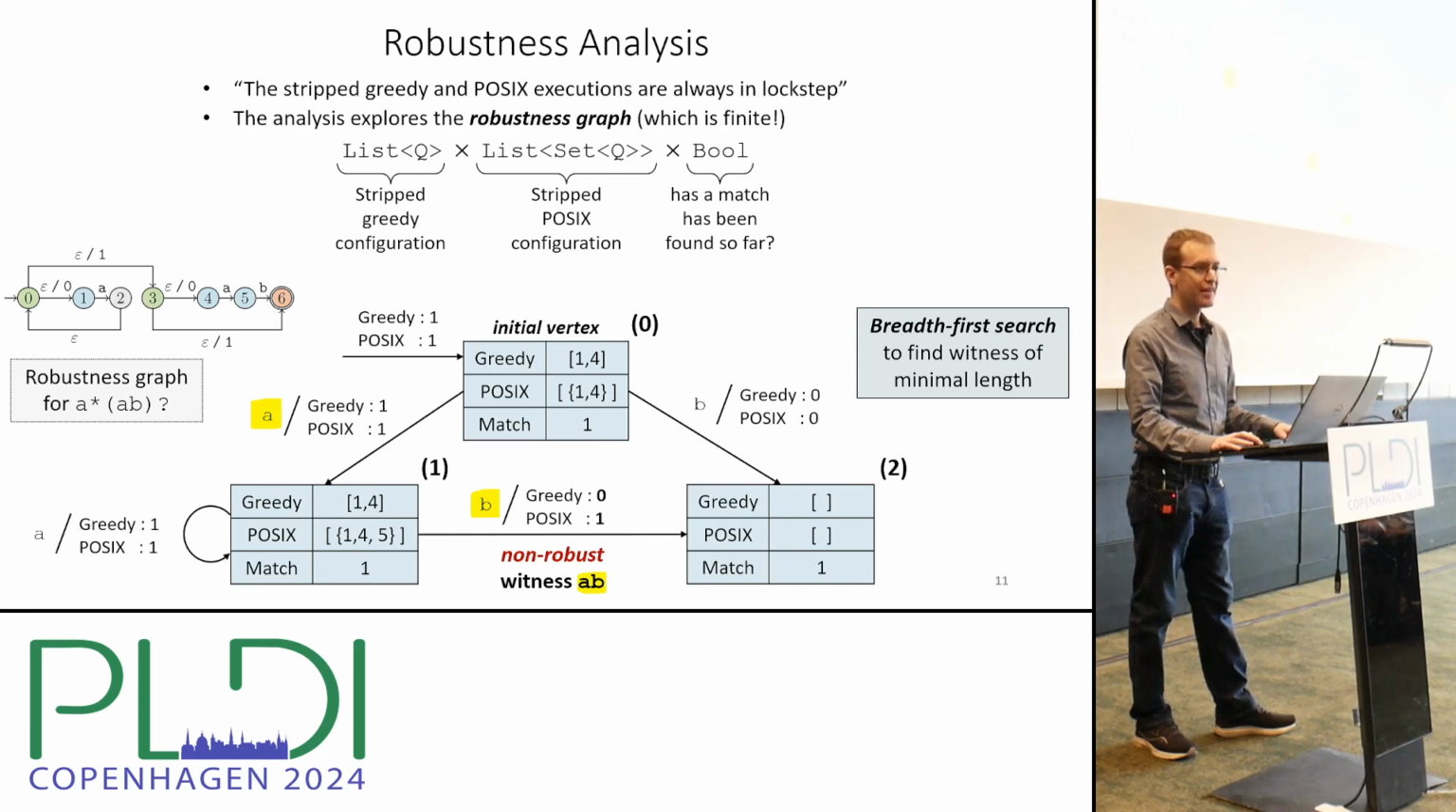By the way, here the analysis would stop, but this is not the complete robustness graph. Here is the part that is missing.